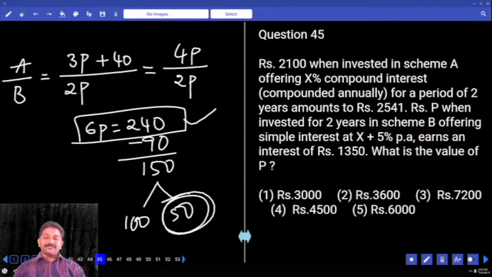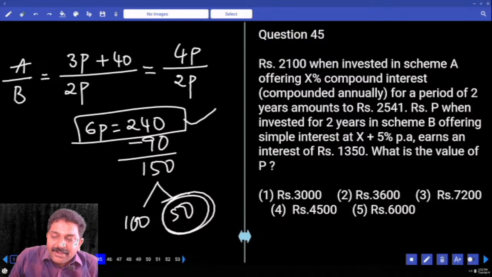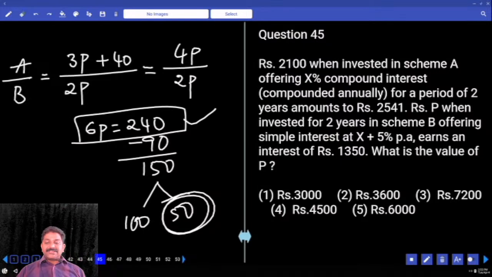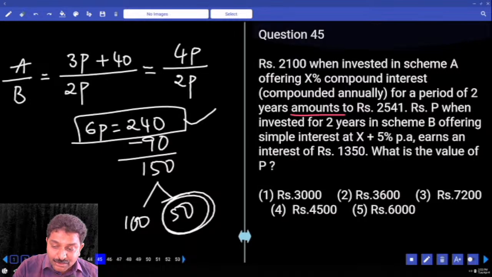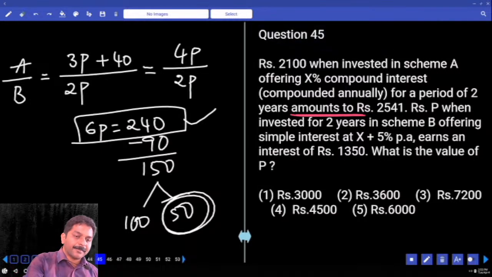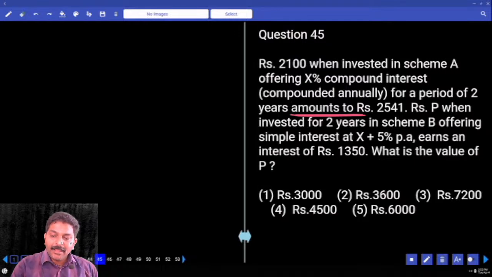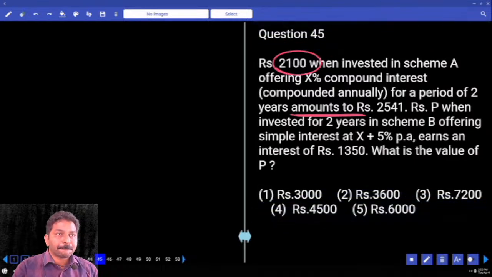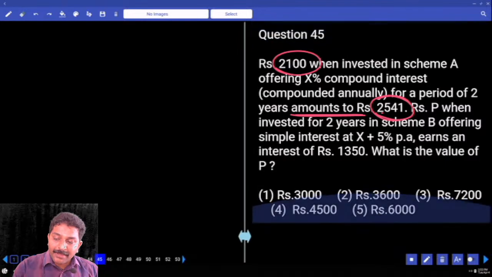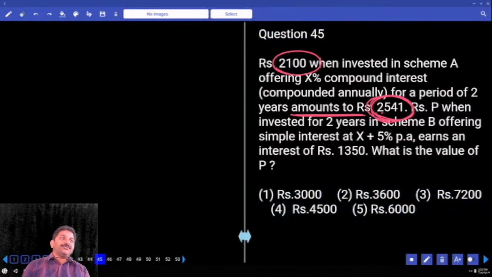Right. Next, 2100 was invested in scheme A offering X% compound interest compounded annually for a period of 2 years. Amounts to, what do you mean by this? Amount, which includes principal and interest only. How much is our principal? And now by using this information 2541, can you tell me what was the interest obtained?